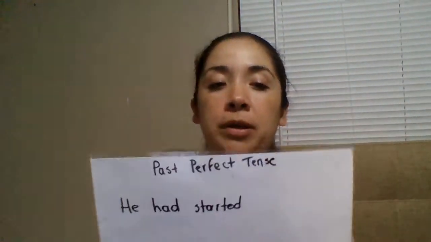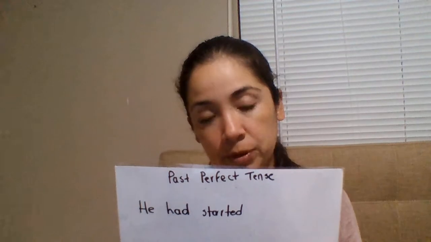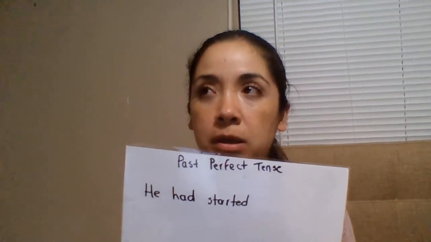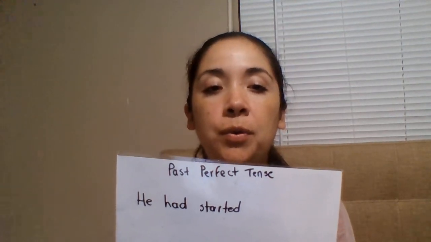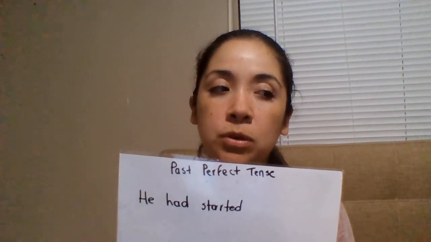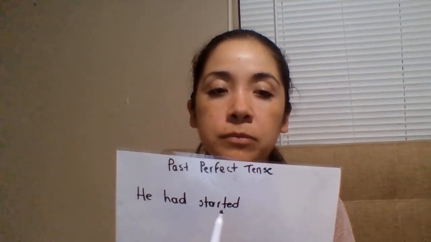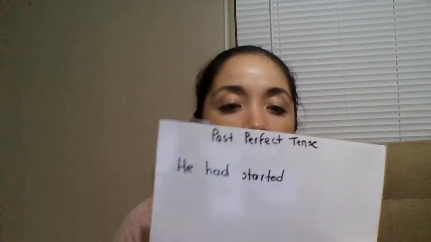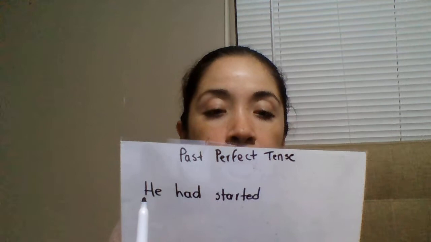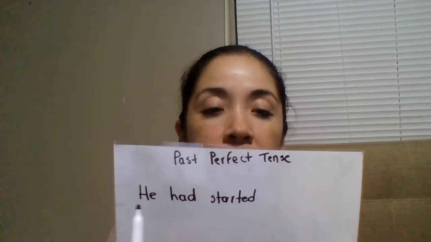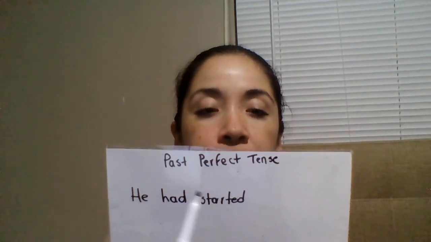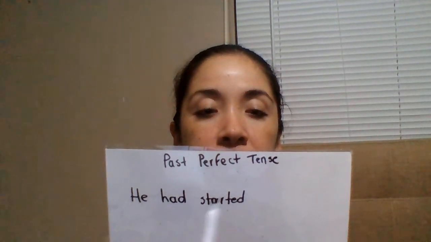Okay, you guys remember that we have a list of irregular verbs. And what about the other verbs? The other verbs are regular. Well, what do we do with those verbs? We just add ed at the end. Okay, you guys already know this. So this is how the sentence goes. He had started. Okay, this is the past perfect tense.